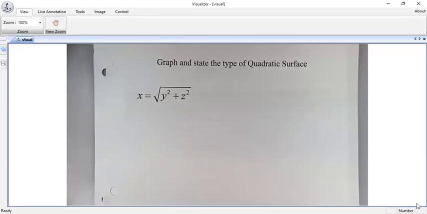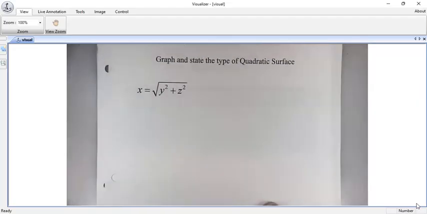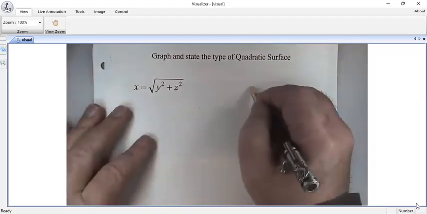$64 question. What is it? Now, this one is a manipulation of those other 2 guys. So when in doubt, gotta try to get a feel for it. All right. I want to draw this guy.